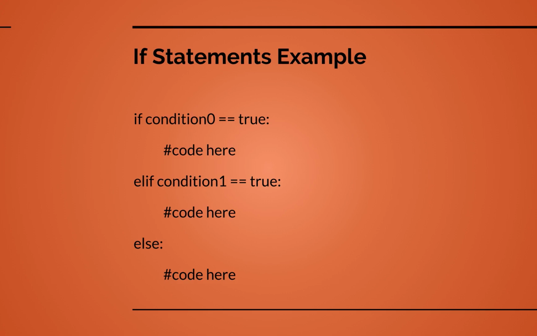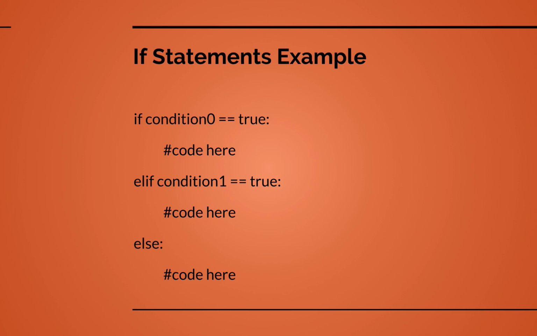This is kind of pseudocode. If conditions 0 and 1 were actually like Boolean variables or something, this would actually be real code. But basically, we start off with a simple if statement: if something is equal to true, then we want to execute the code in that first if statement block there. So where it says code here, that first hashtag, that's where we would execute the code.